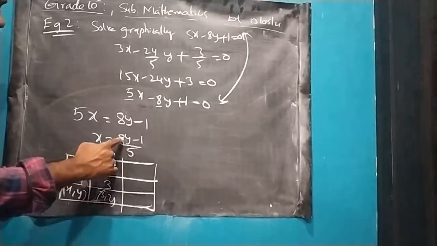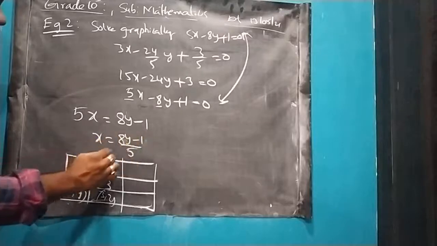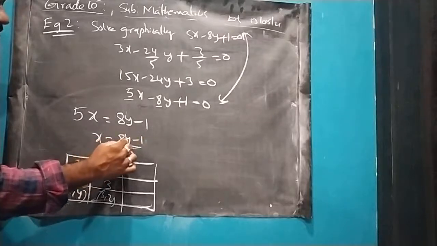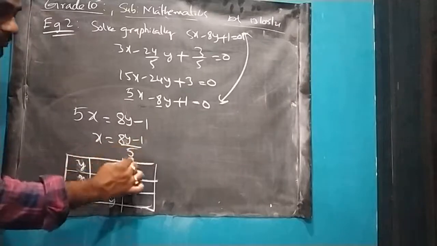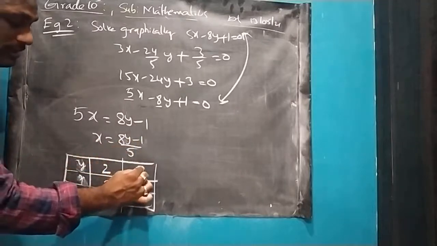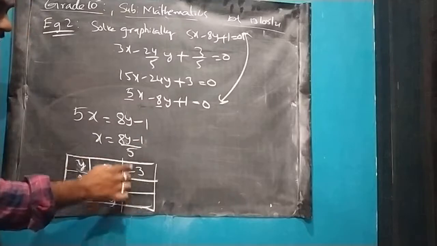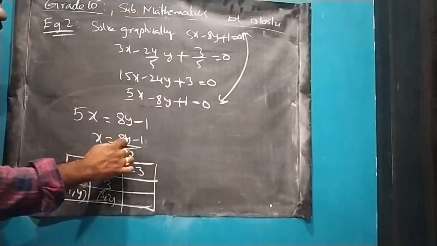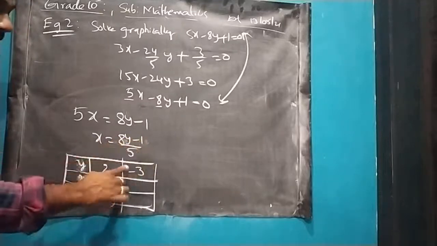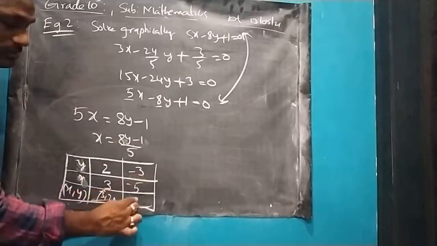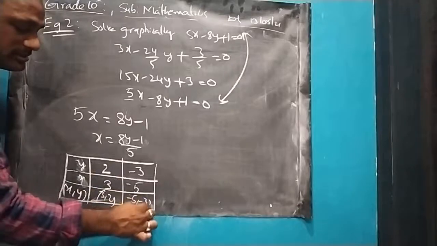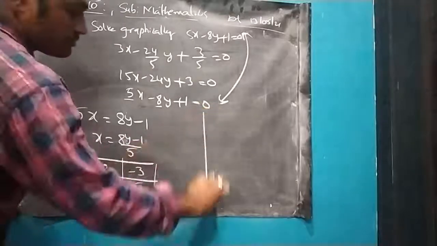Next, if I substitute minus 3, minus 24, minus 24 minus 1 is minus 25. Minus 25 by 5 is minus 5. So the point is minus 5 comma minus 3. So let us plot the points.